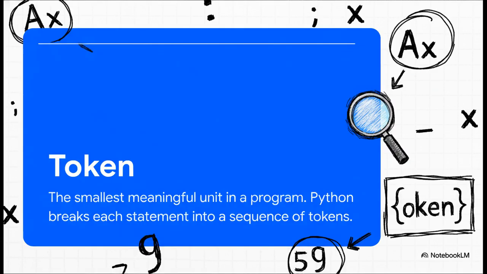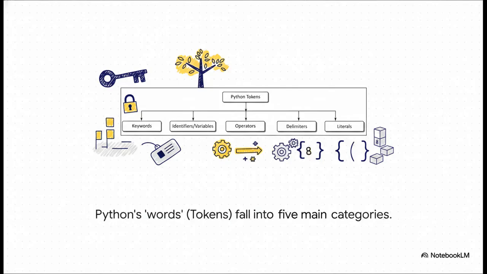Wild, right? Okay, so once we have our alphabet, we can start forming words. In the world of programming, we call these words tokens. A token is simply the smallest possible unit that actually has some meaning. This is a really key idea. Before a computer can understand your whole sentence, it first has to break it down into these individual words, these tokens. And this chart here breaks it down nicely.